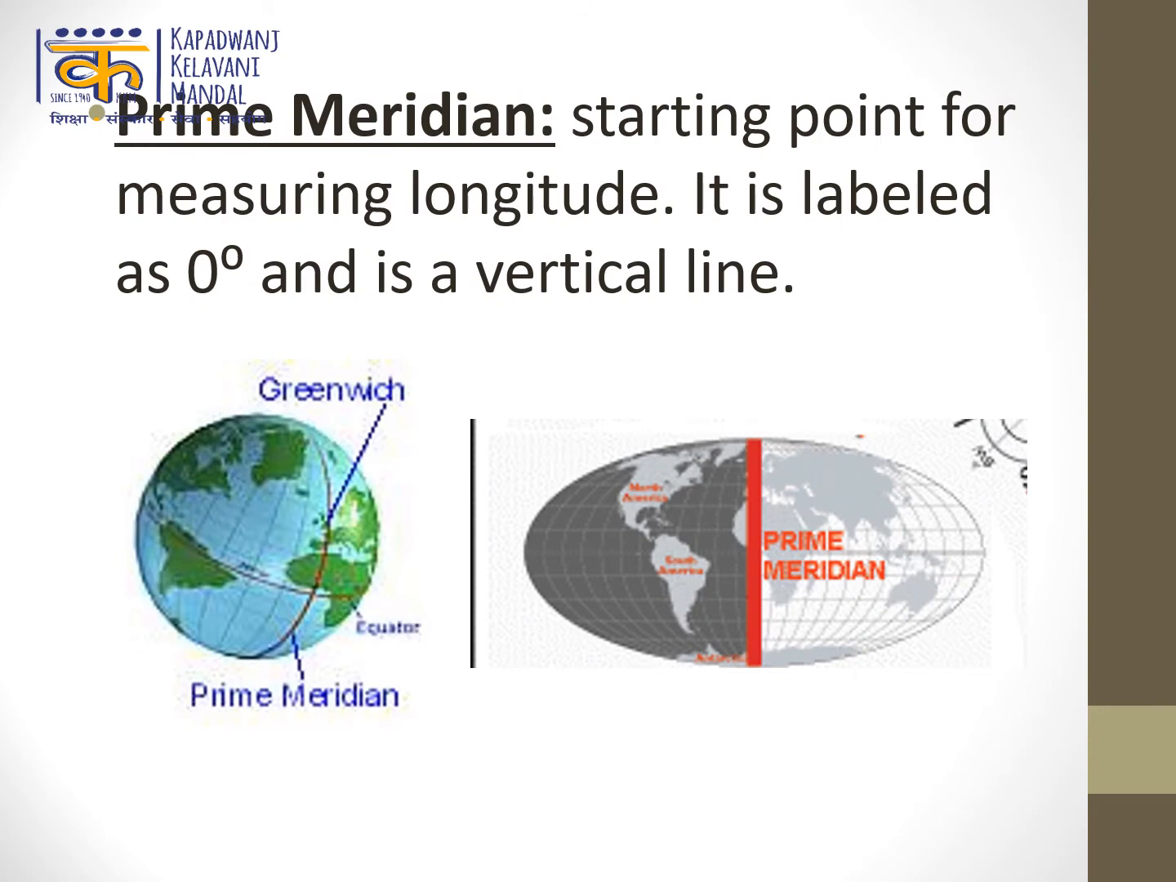What is prime meridian? A prime meridian is the meridian, meaning a line of longitude in a geographic coordinate system, at which longitude is defined to be 0 degree. Together a prime meridian and its anti-meridian form a great circle. It is the starting point for measuring longitude, it is labeled as 0 degree and is a vertical line.